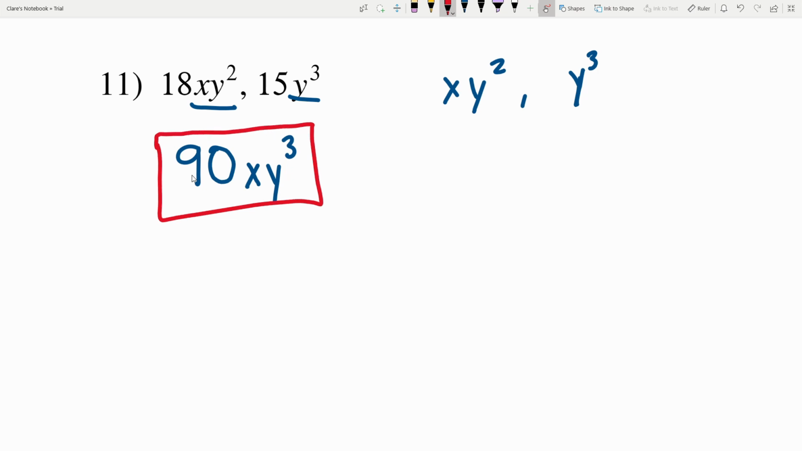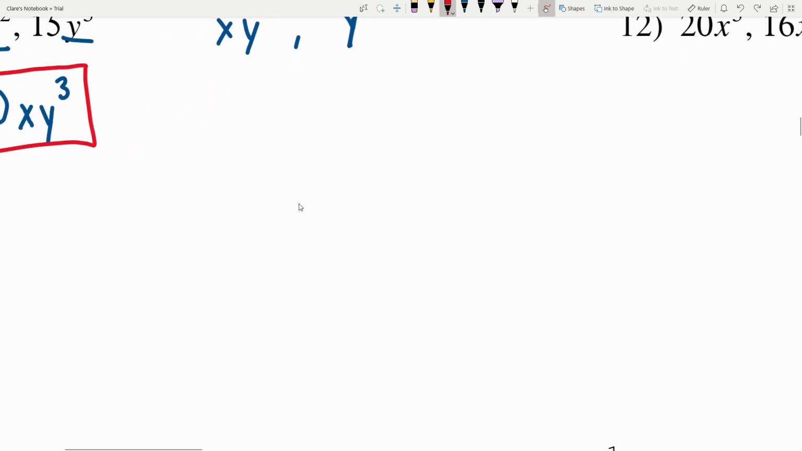So a hint when dealing with least common multiples of variables: we're going to take the largest variable exponent of each. So between xy squared and y cubed, the greatest exponent of x was to the first, so we're going to take 1x, and then the greatest exponent with y was 3, so we're going to take y cubed. So xy cubed became the LCM of the variables, so 90xy cubed is our overall LCM. Let's go on to number 12, applying this practice.